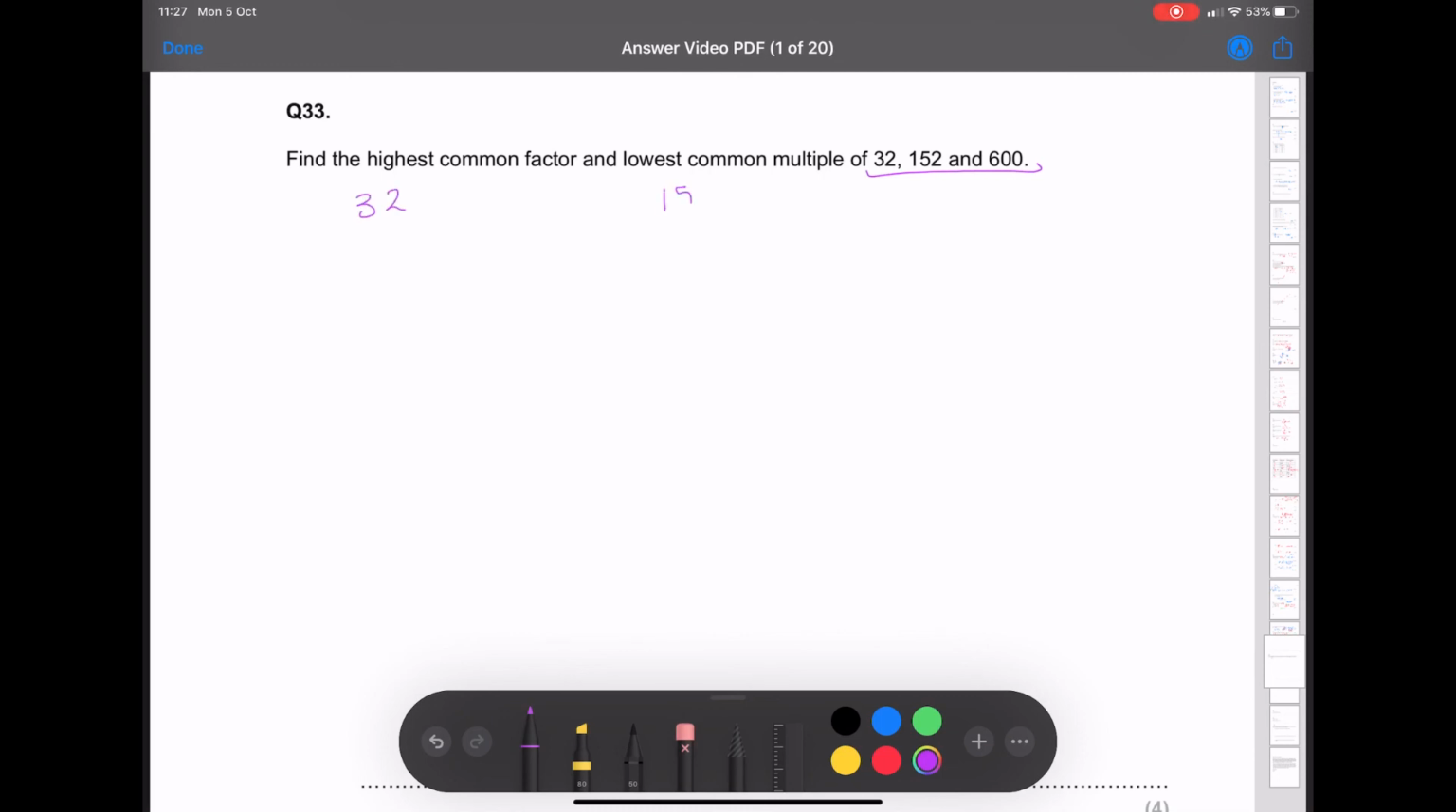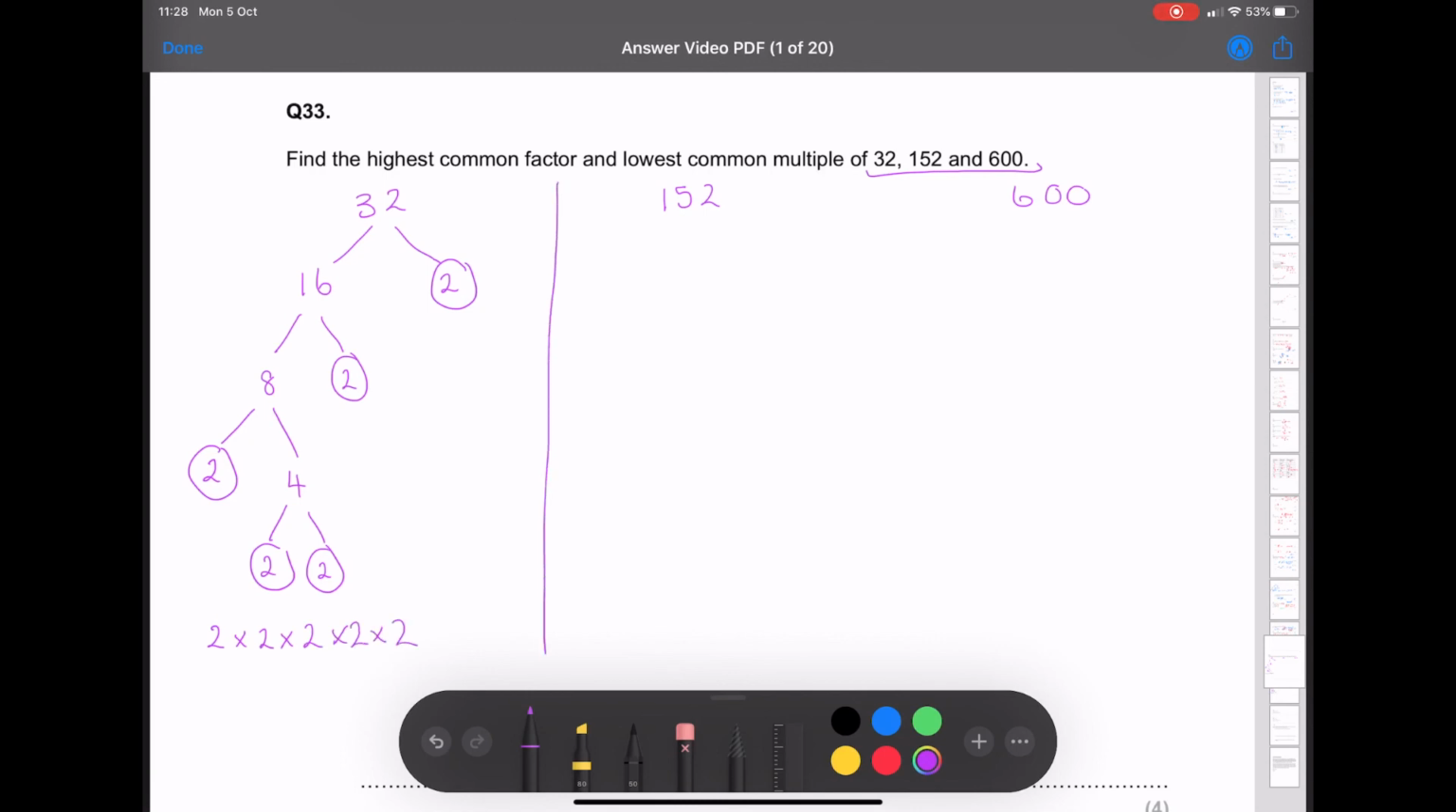So you've got 32, 152, and 600. If I write 32 in its prime factors, I would divide by 2 first. So 32 divided by 2 is 16. And then 16 divided by 2 is 8. And then 8 divided by 2 is 4. And then 4 divided by 2 is 2. So we end up with 2 times 2 times 2 times 2 times 2 for that one.